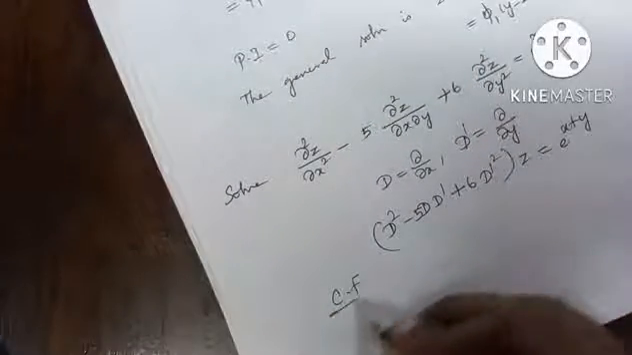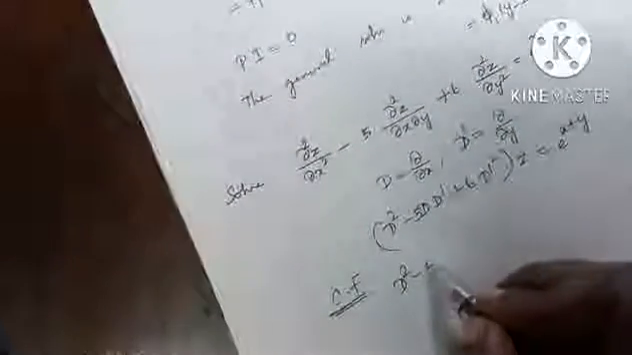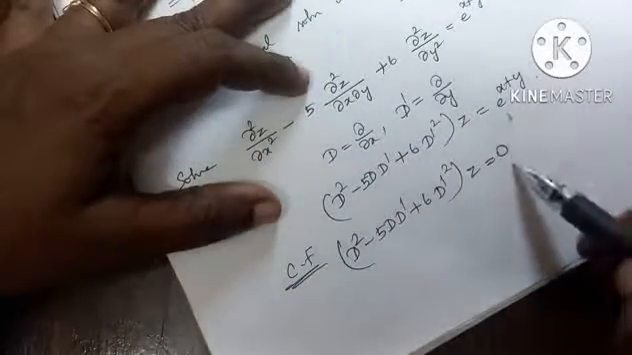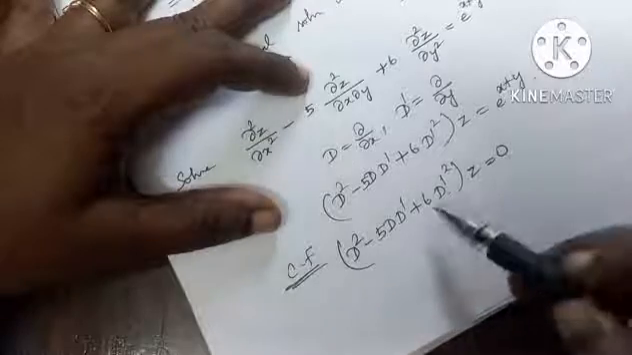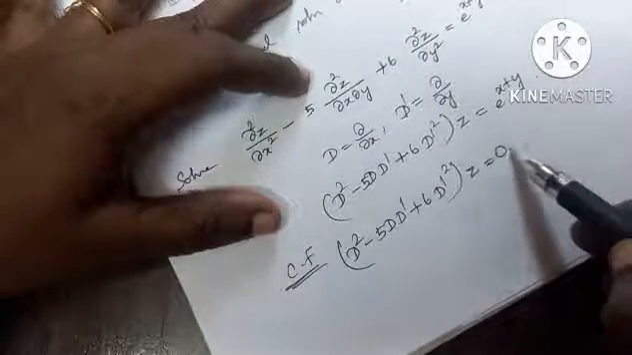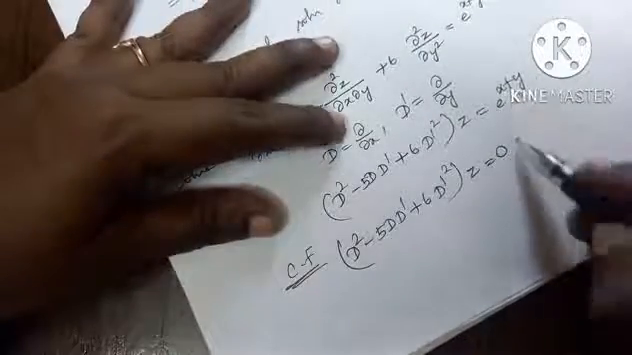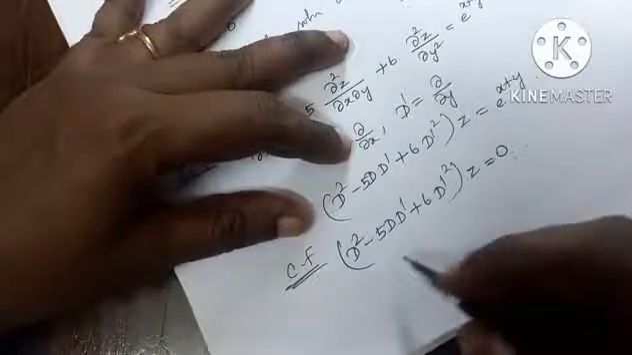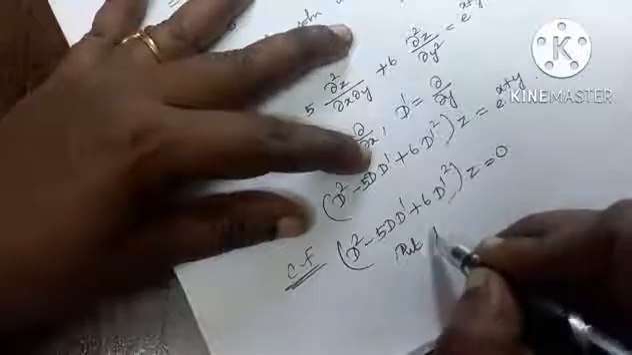To find CF, the right hand side must be 0. Listen here, why do we say the right hand side must be 0? If you consider a function on the right hand side, you cannot discuss whether this is 0 or that is 0. That's why the right hand side must be 0 to find CF. Okay.